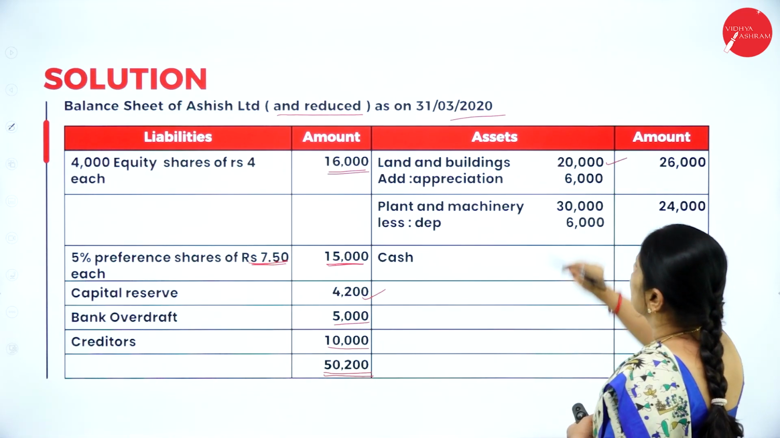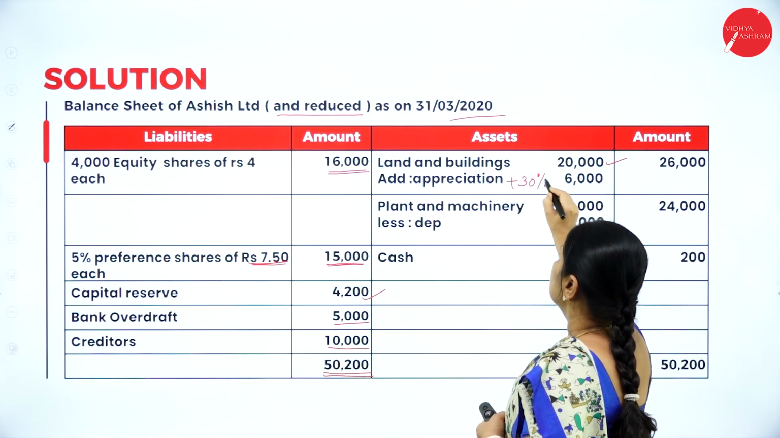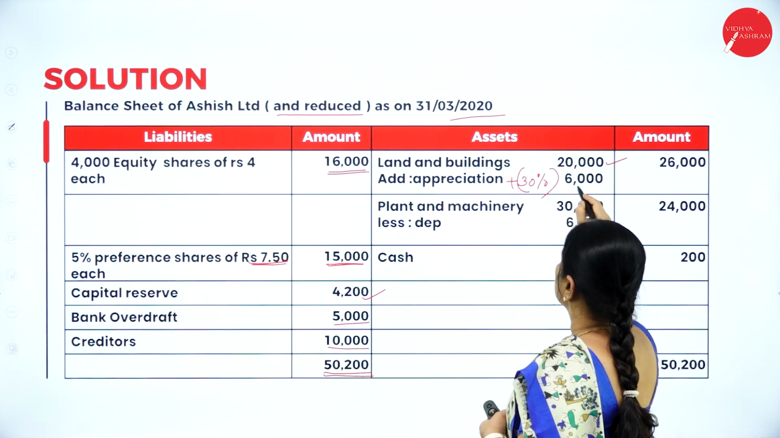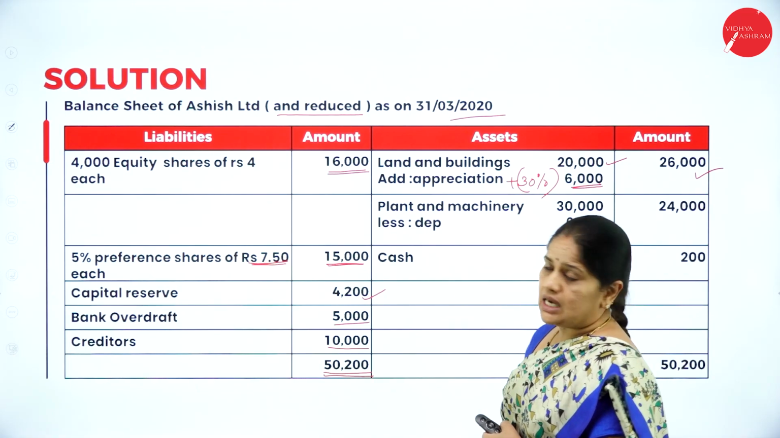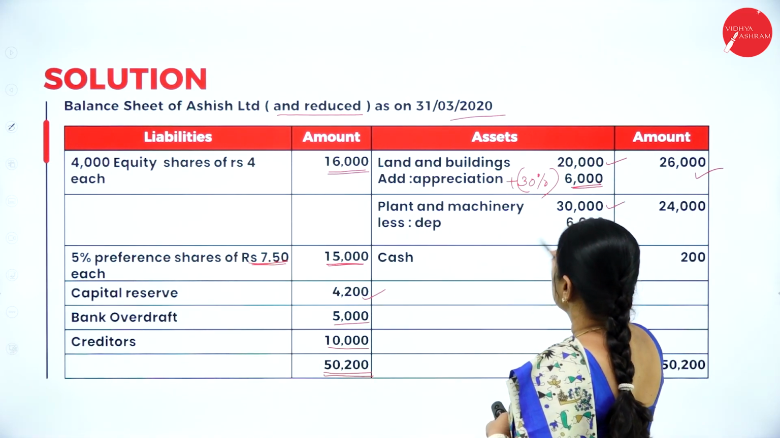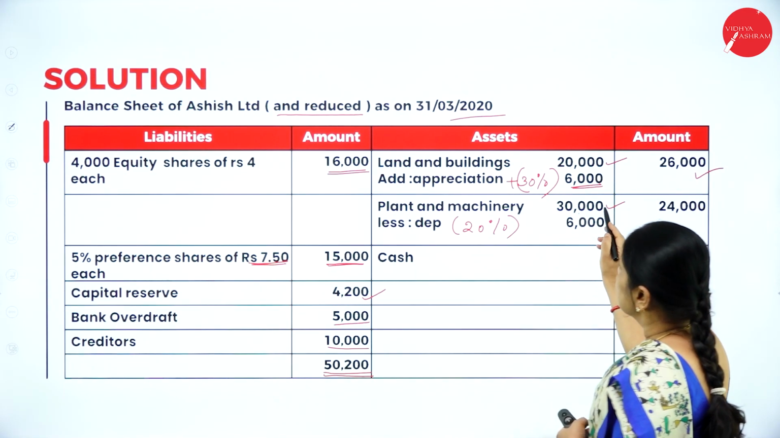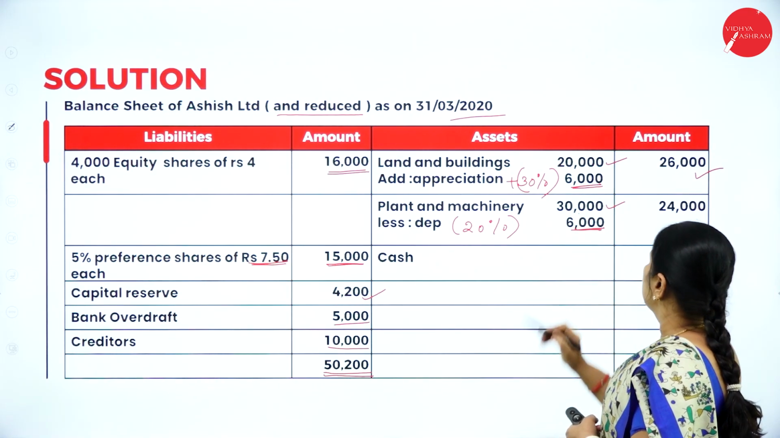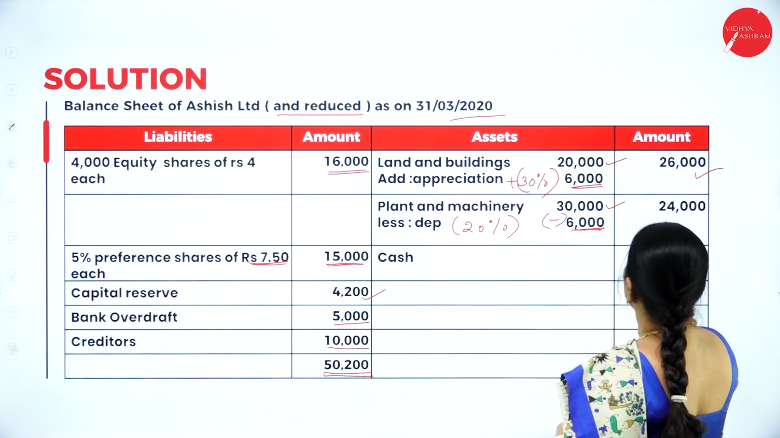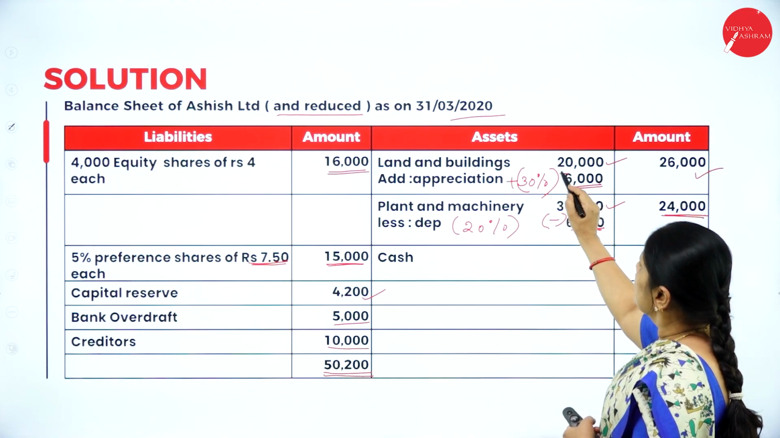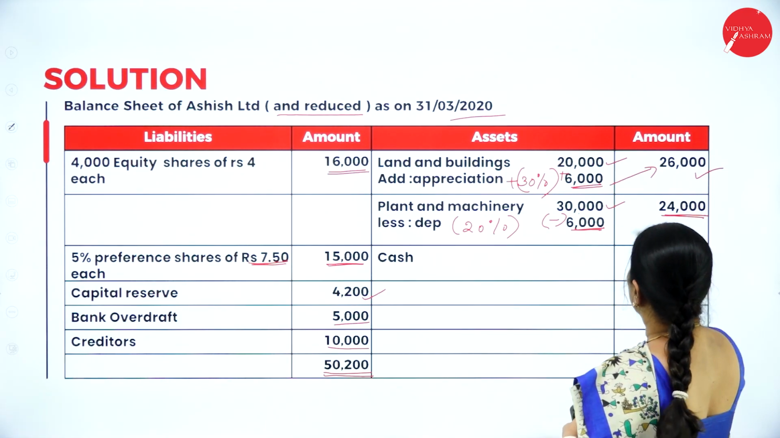Here, the land and building value is 20,000. Add appreciation. What is the appreciation percentage here? 30%. So 20,000 into 30%, it is 6,000. So the total amount is 26,000. Then plant and machinery, it is 30,000. There is a depreciation of 20%. So 30,000 into 20%, it comes up to 6,000. Whenever there is depreciation, you have to reduce the value. So the value is 24,000. Here it is appreciation, so you are adding the amount, getting the total amount as 26,000.